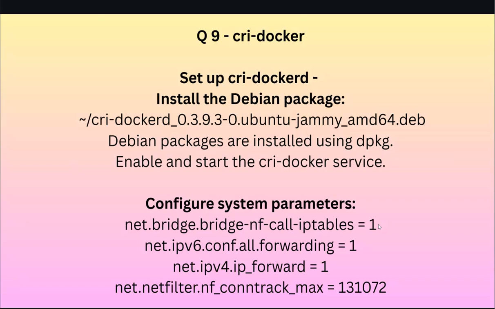In the series of CKA questions and answers, today we are going to look into the CRI-Docker question. CRI stands for Container Runtime Interface. It helps to communicate between Docker and Kubernetes, and that's why we need to install this package. We're not going into the details of how it works or what it does, but we have to install this package, and also configure these parameters.